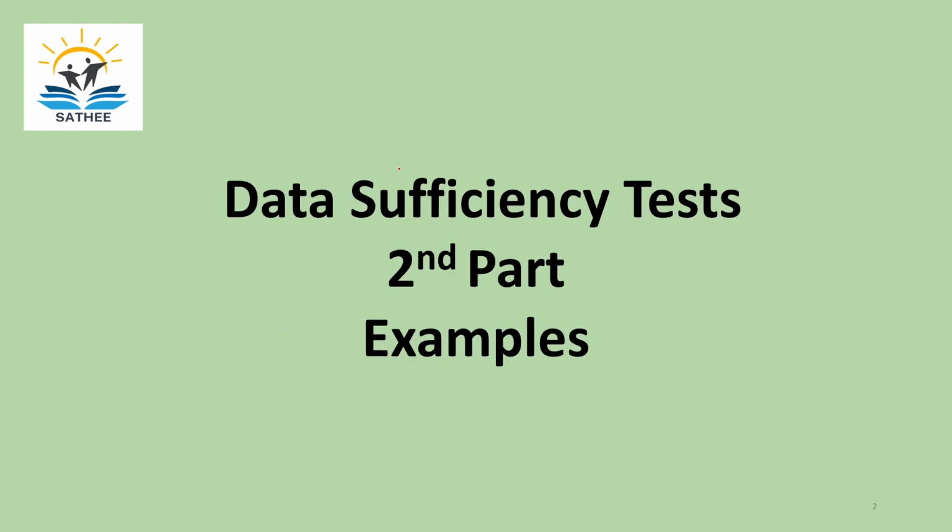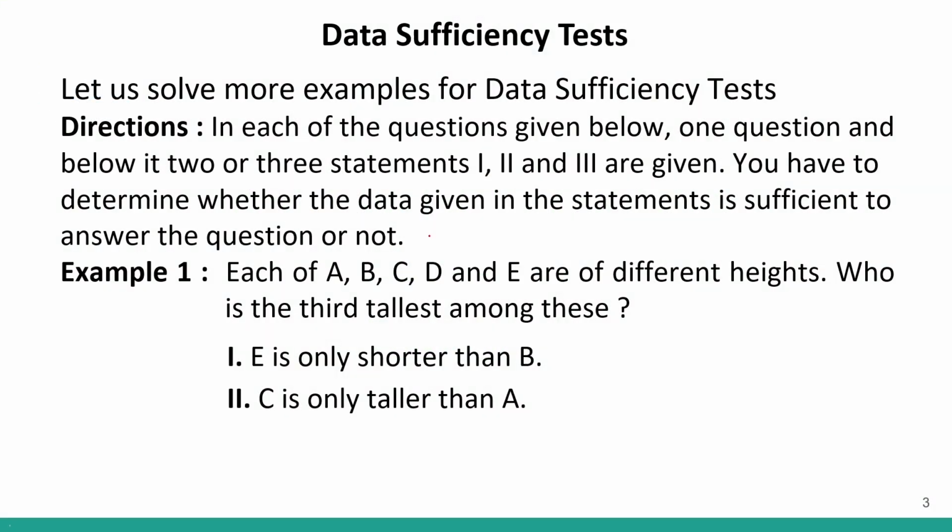In today's lecture, we will discuss some examples for data sufficiency tests. Now let us look at example number 1. Example number 1 says that certain direction is given to us. It says that in each of these questions given below, one question and below it 2 or 3 statements are given. So in the previous lecture, we discussed that there are two types of problems in data sufficiency.